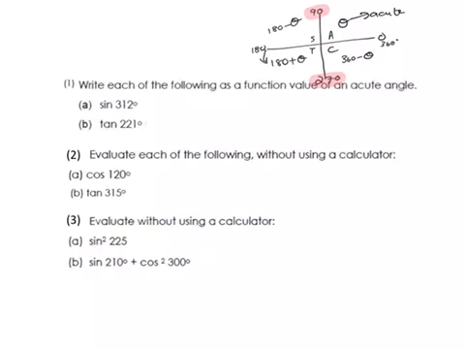So I want you to ask yourself for each of these, because it says now for number one, write each of the following as a function value of an acute angle. Now that sounds like a mouthful, but it just means write it as a sine, cos, or tan, but of a small angle. So we're going to reduce this 312 into sine something. So you've got to keep the same ratio, sine, cos, or tan. So here it's a sine, it's got to stay sine. So ask yourself the question, where is 312? 312 is in quadrant 4.